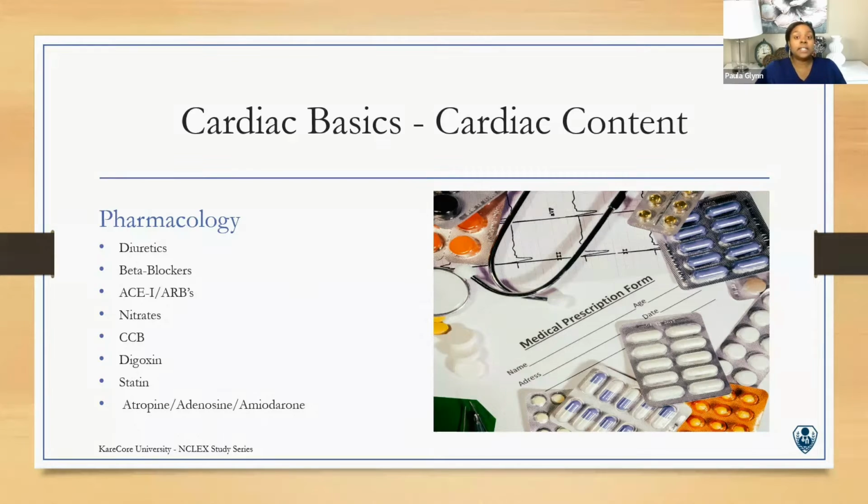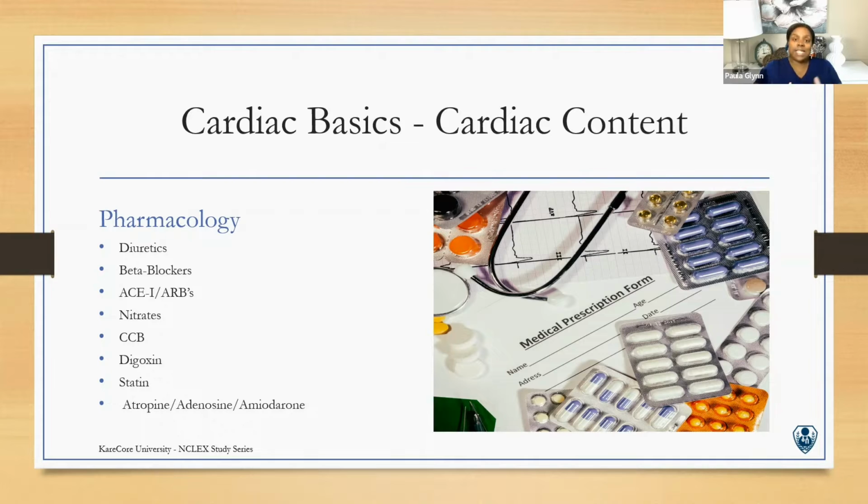Beta blockers are very important to know. ACE inhibitors, nitrates, CCB, digoxin is something, understanding what therapeutic digoxin levels are and any kind of parameters that you need prior to giving digoxin. Also statins and atropine, adenosine. So I would say the 3 A's, atropine, adenosine, and amiodarone.